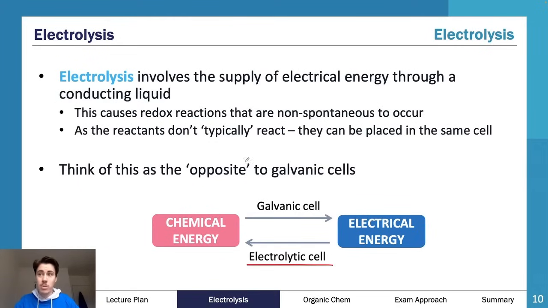Now, what's really important is that a secondary cell encompasses all of this. So if I say I've got a secondary cell, I have both a galvanic component and an electrolytic component. It's really important to understand that a secondary cell has both a galvanic component and an electrolytic component.